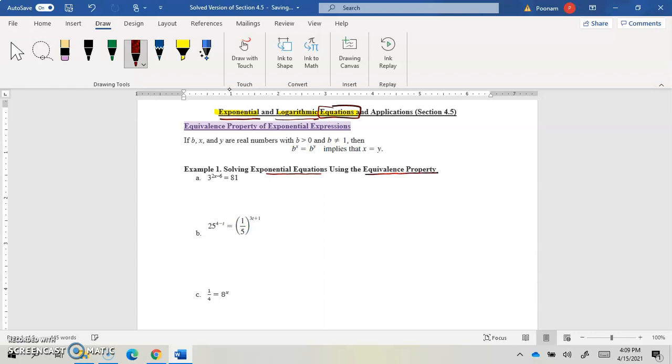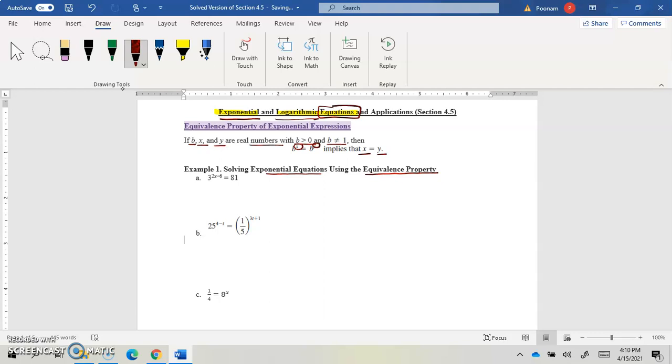What is the equivalence property? If x and y are any real numbers, b is positive and b is not equal to 1, and b raised to power x is equal to b raised to power y, that means in an equation both sides are exponentials of the same base, then their exponents would be equal to each other. That means x would be equal to y. Now, what is the logic behind this kind of equation? It means that both sides of the equation can be made exponential functions with the same base.